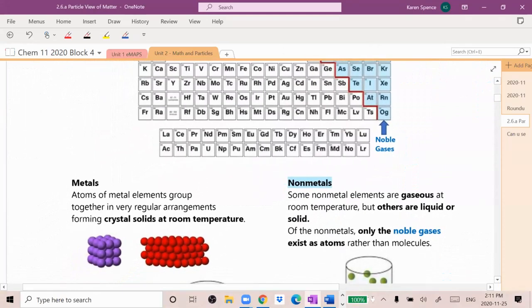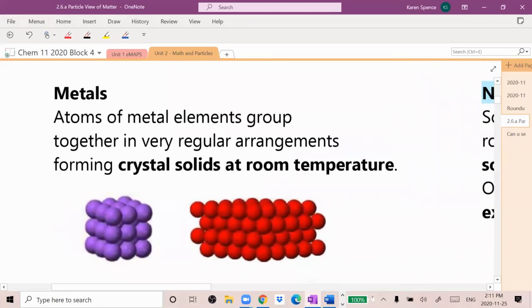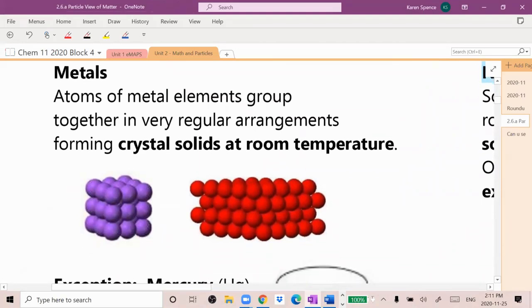Well, first of all, most of your metals just hang out as atoms, okay? And they form regular arrangements, so they actually form crystals, okay? So they just stack one on top of the other in like a 3D structure. There are different ways of stacking. You can see in the purple figure, everybody's sort of stacked like a little snowman, one on top of the other. Whereas with the red one, they're sort of offset, okay? Doesn't matter. Those are still atoms and they are solids at room temperature.